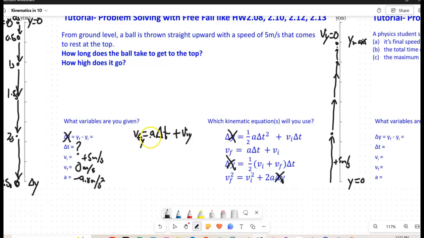Okay. Now I'm going to solve this for delta t. The final velocity is 0. So I'm going to subtract v initial y from both sides. When I do that, since this is 0, you're just going to have a negative v initial y on the other side of delta t. And then we're going to divide both sides by the acceleration due to gravity.